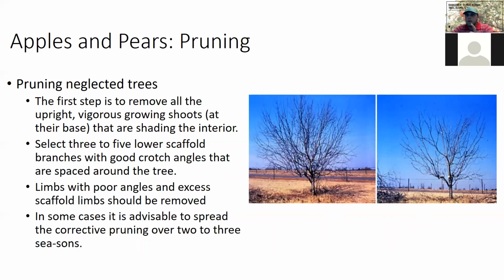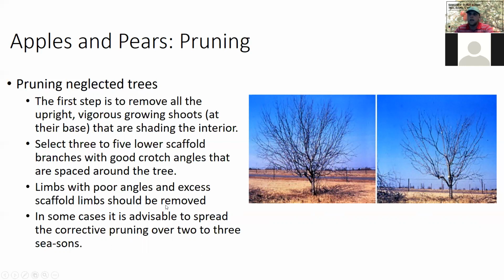Step number two is to try to select 3 to 5 main limbs, more or less like you would on a young, newly planted tree, with a good crotch angle, hopefully as close to that 45 as you can get, that are spaced around the tree. Limbs with poor angles and excess scaffold limbs should be removed.